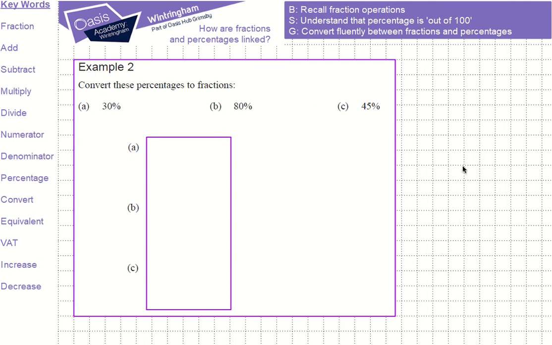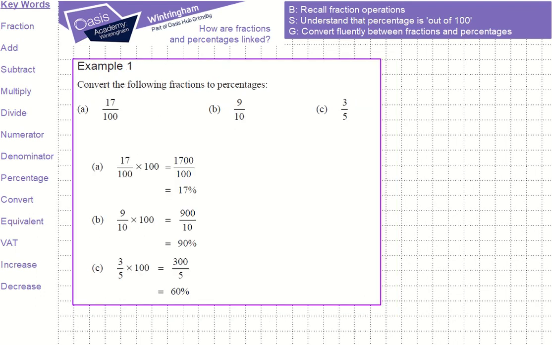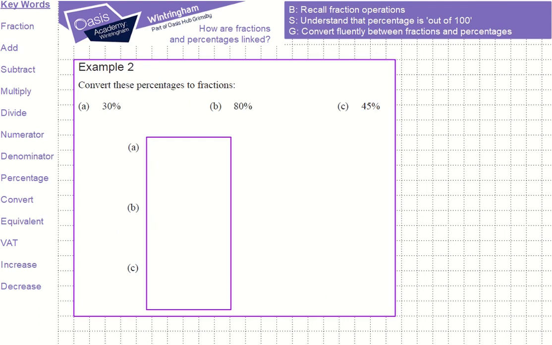Example number 2. Convert these percentages to fractions. This time we're going back the opposite direction, so we're starting with a percentage and we need to divide and turn it into a fraction because we're going back the opposite way. Part A is 30%, Part B is 80%, and Part C is 45%.